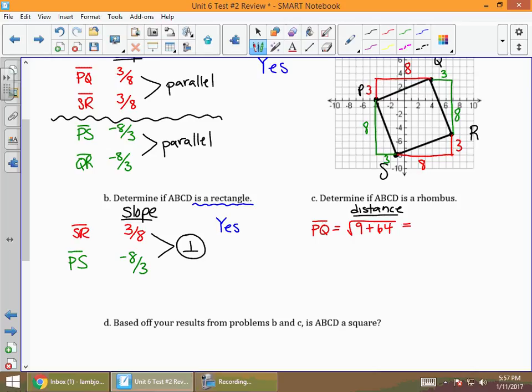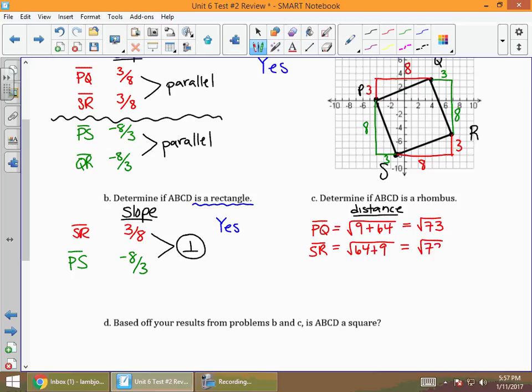64 plus 9 is 73. That is radical 73. From S to R, it's over 8 and up 3. The square root of 8 is 64, the square root of 3 is 9, 64 plus 9 is 73.